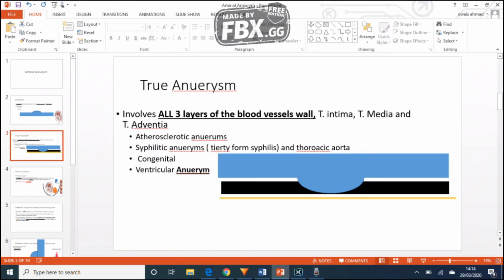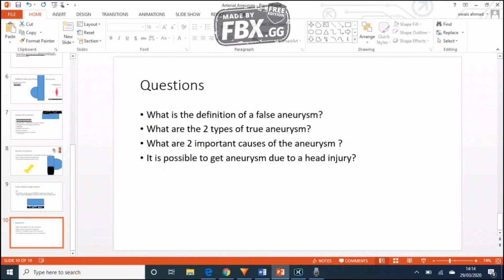The next question I have for you guys is: name two types of true aneurysms. So take your time to answer that. Alright, if you have answered that, it'll be the berry aneurysms and saccular aneurysms, which I have mentioned over here.